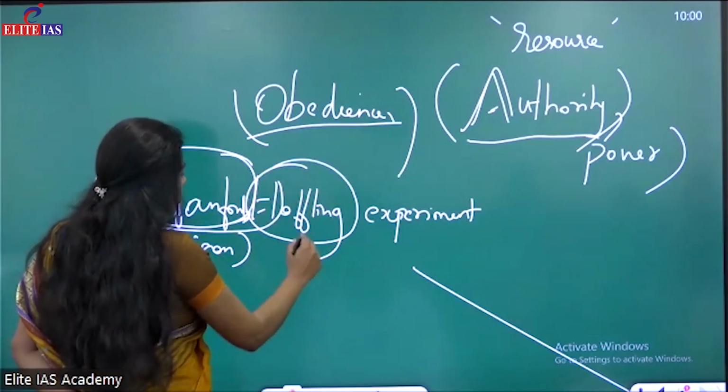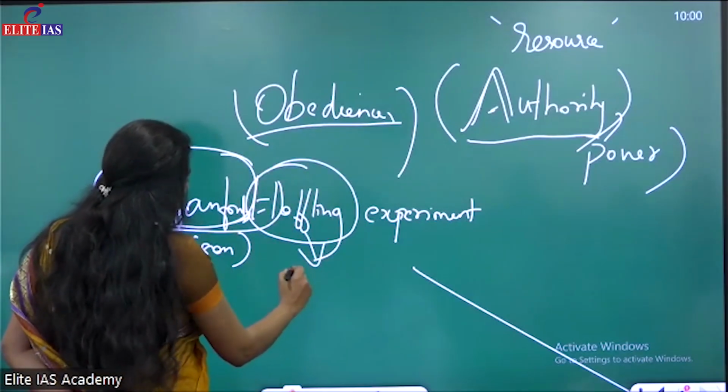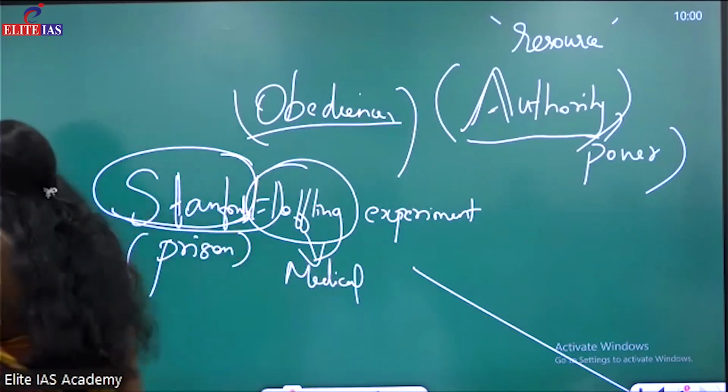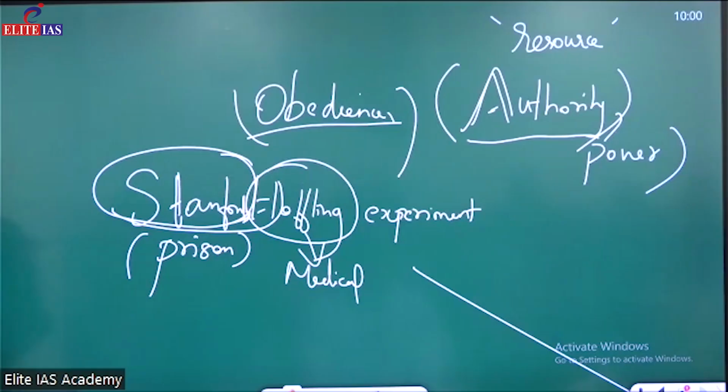And then the Hofling experiment, it's a medical related experiment where the doctors and the nurses give treatment to the patients. Some people are made to act like a patient, some people are made to act like a doctor, and what the doctor said, the patient obeyed. Okay, so like this, they conducted a lot of experiments related to this, the Hofling hospital experiment and the Stanford prison experiment. All this proved that yes, obedience is there.